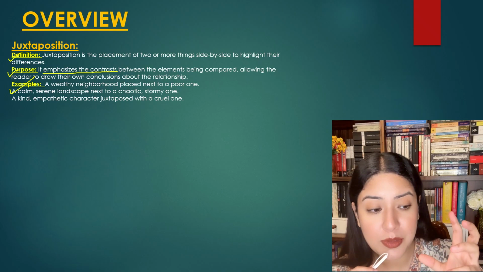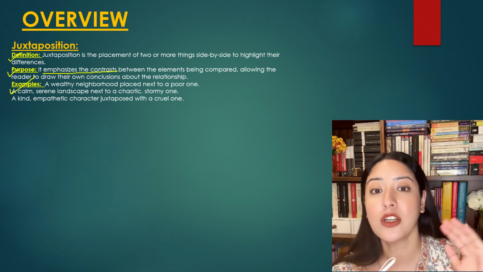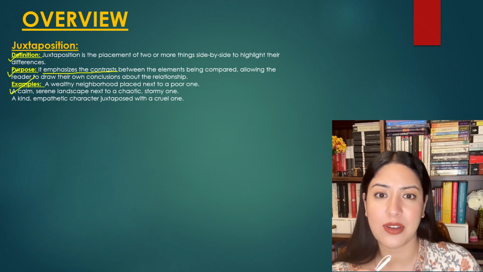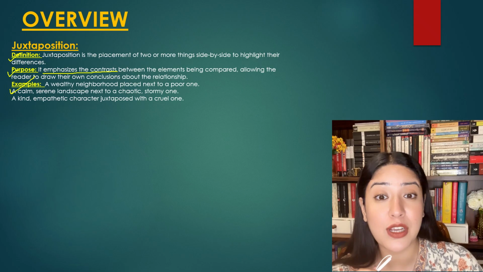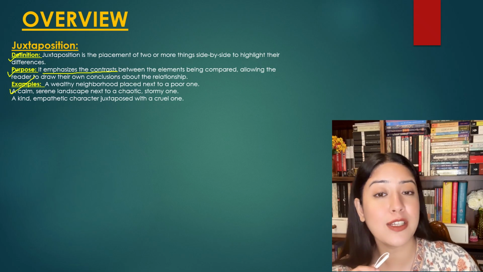The juxtaposition of the complexities of life, of the social strata of life, the juxtaposition between the realities of life. These are social realities of our times, and that's what that picture actually depicts. Now, a calm, serene landscape next to a chaotic, stormy one.